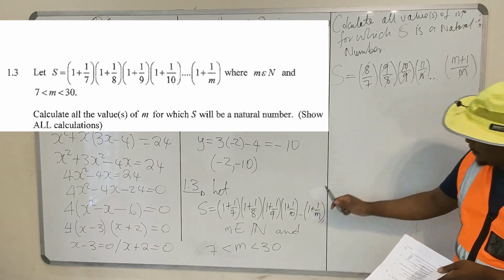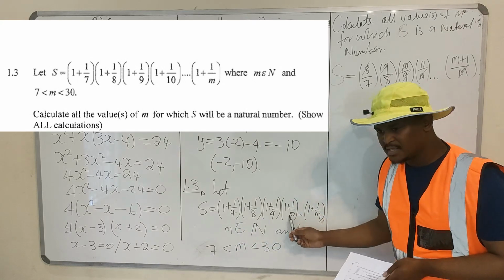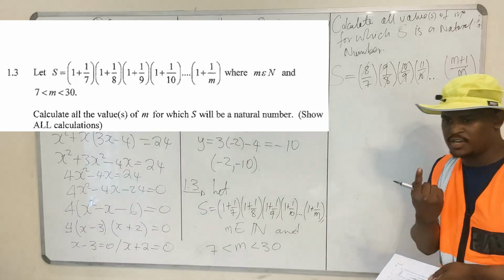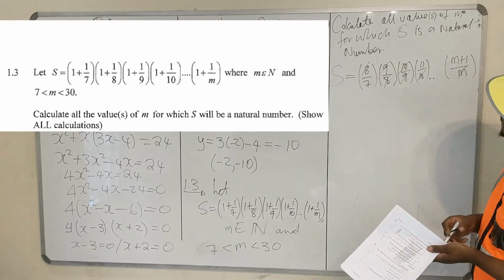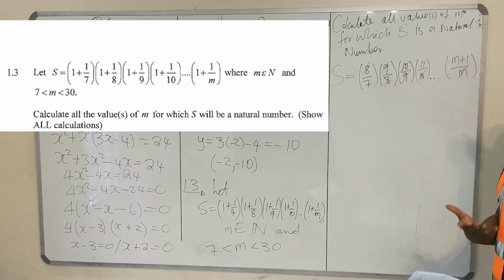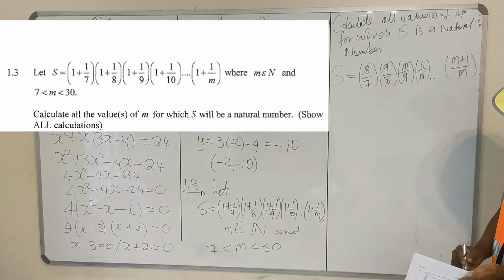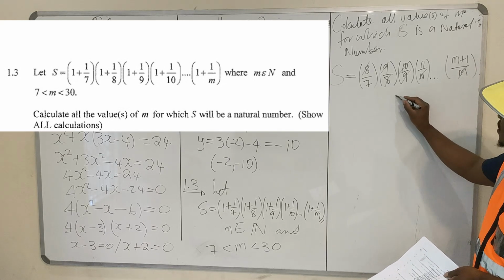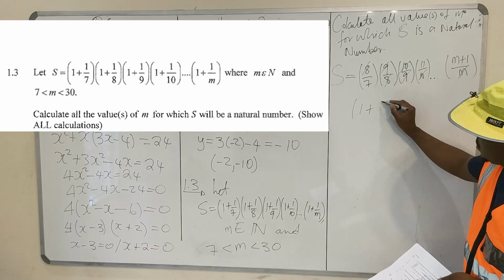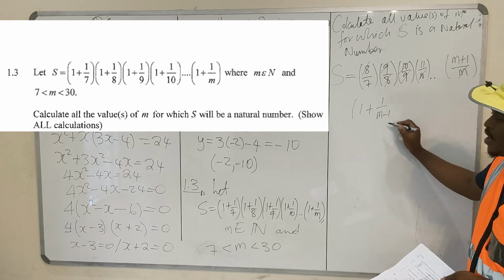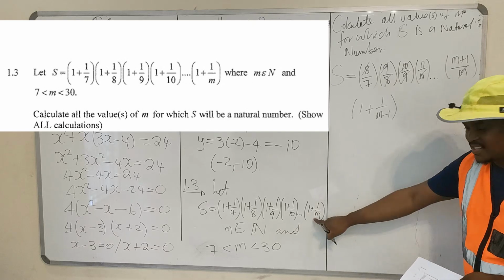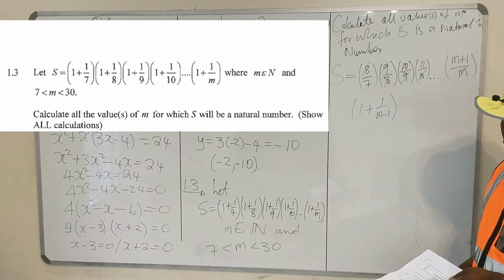Because these are natural numbers, right? And they increase by what? Natural numbers are increasing by 1 unit. Do you understand? So now, if you are here, the one before it is 1 unit less. So the term before this one, if I write it this way, will be 1 plus 1 over m minus 1. Then the next one, because you add 1, you'll get that one. Are you happy? Are you sure?